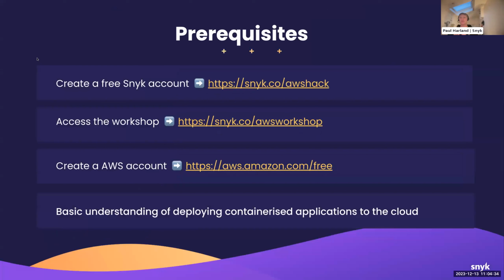There are a few things you'll need if you want to do this workshop. However, as Eric says, we'll be going quite fast today. So it may be that once the video is released, you can watch the video along with these prerequisites and actually do the workshop yourself. So you'll need a Snyk account, access to the workshop, which is just a website there, and also an AWS account, either your free account that you create or one that's given to you by work. You also need to understand not too much, but a little bit about how to deploy applications on the cloud.